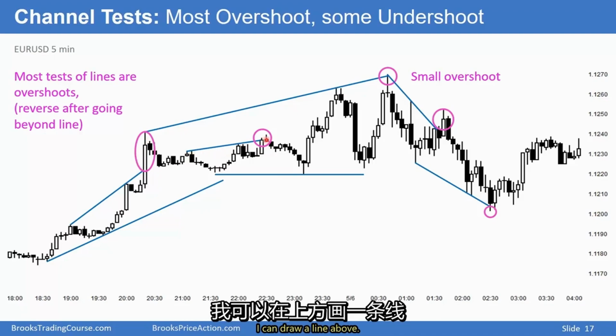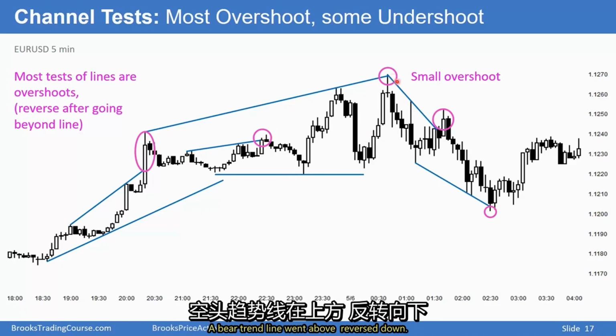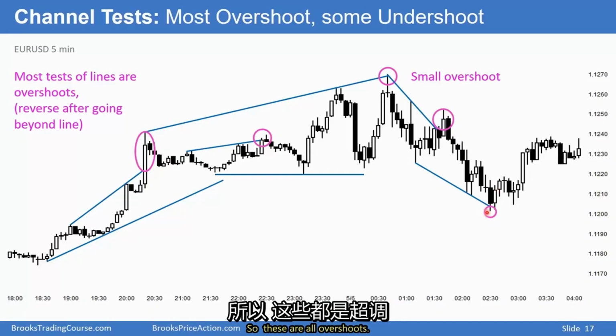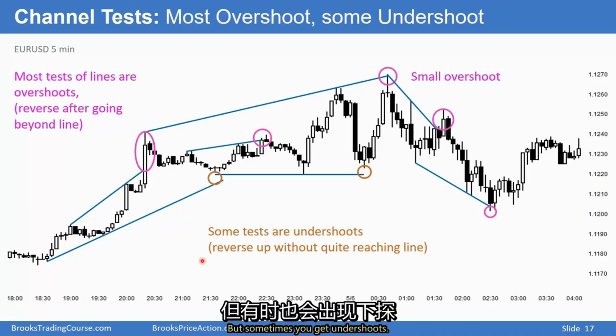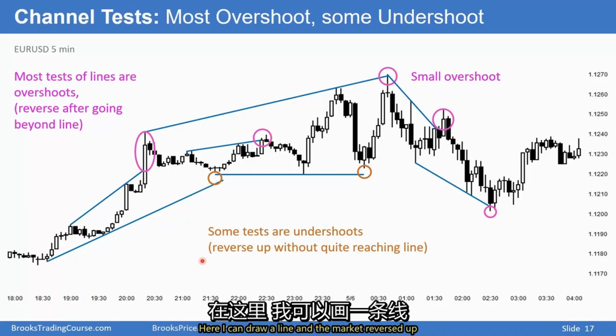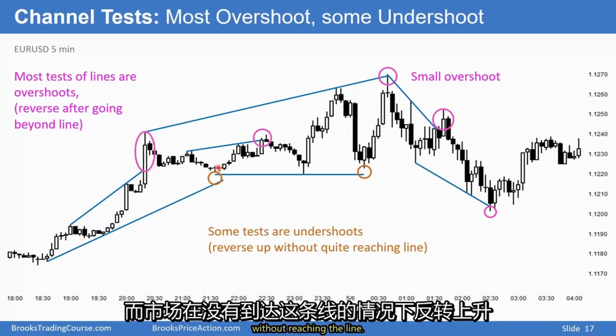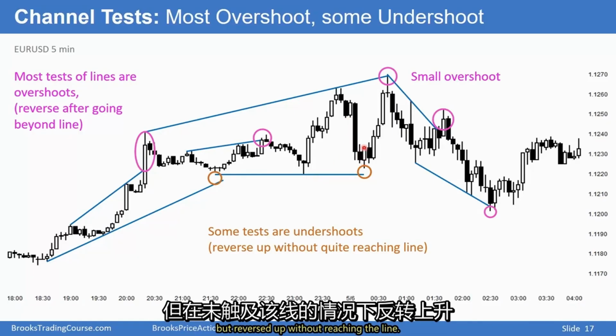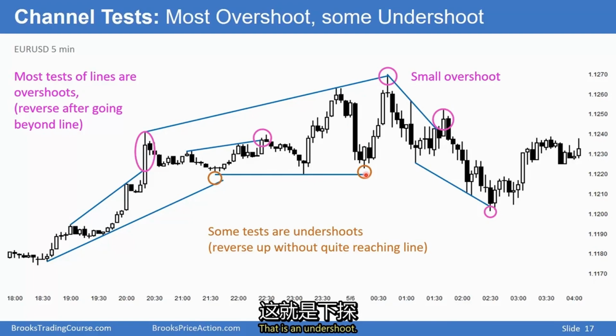I can draw a line above. A bear trend line went above, reversed down. A bear channel line broke below, reversed up. So these are all overshoots. That is common. But sometimes you get undershoots. Here I can draw a line and the market reversed up without reaching the line. Here I have a double bottom and the market sold off strongly but reversed up without reaching the line. That is an undershoot.